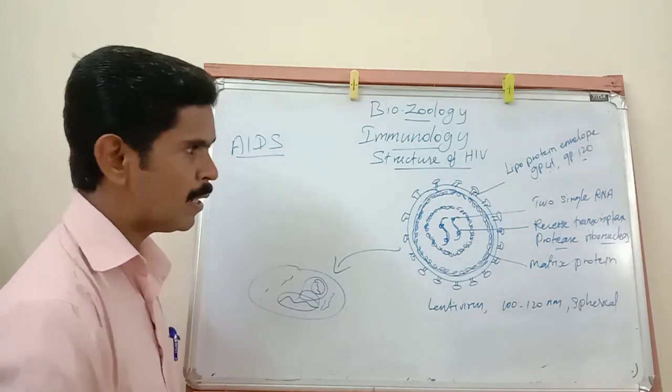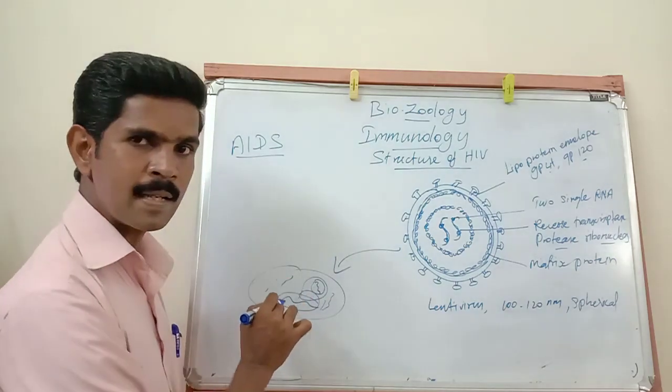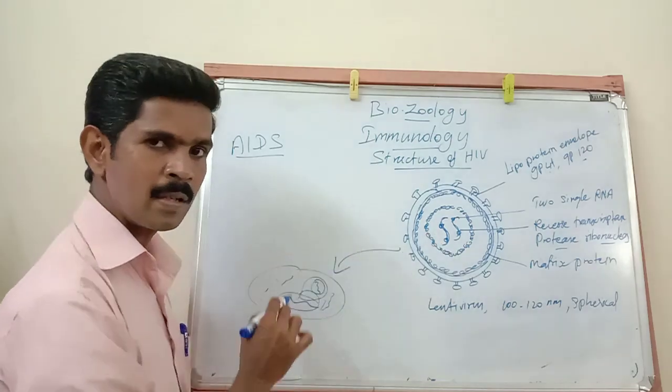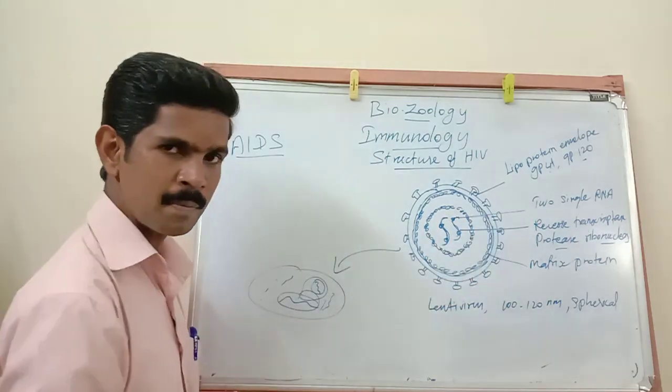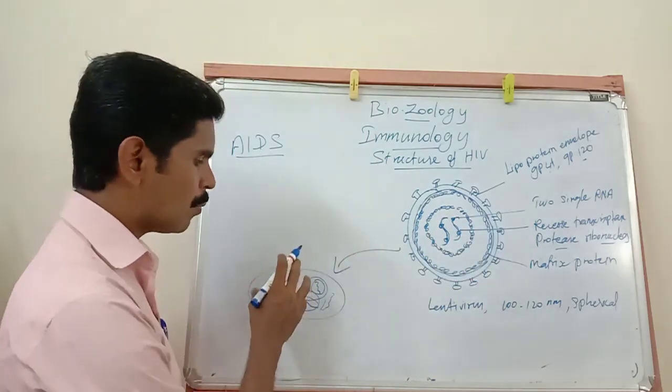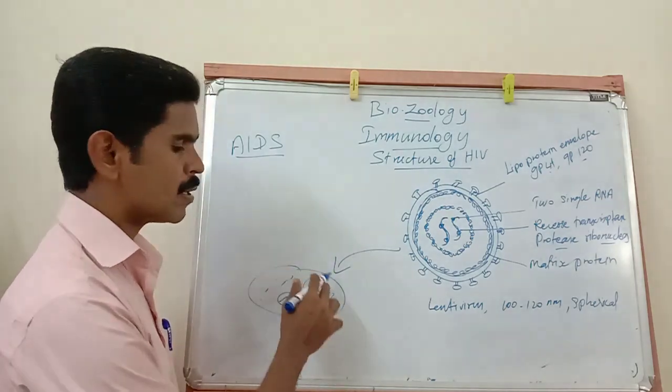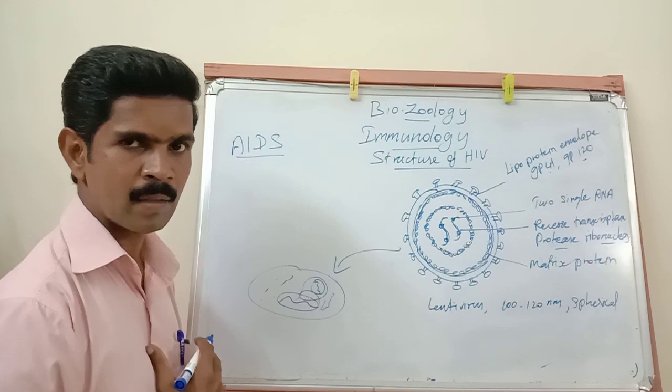Let me repeat this point. When this HIV virus enters inside our host cell, immediately the RNA is converted into DNA with the help of this reverse transcriptase enzyme. Now both DNAs are mixed. Now the viral particles are also produced inside the macrophages.